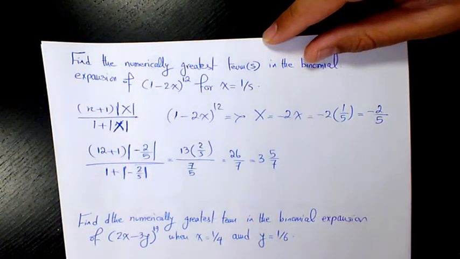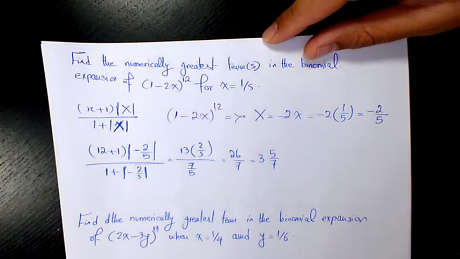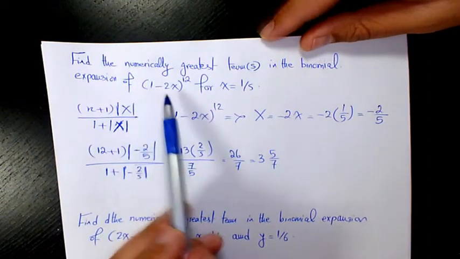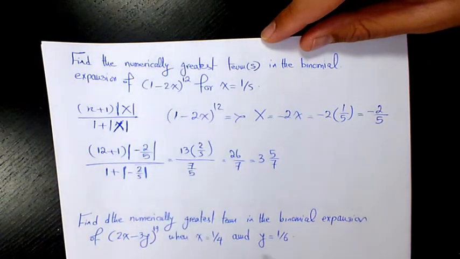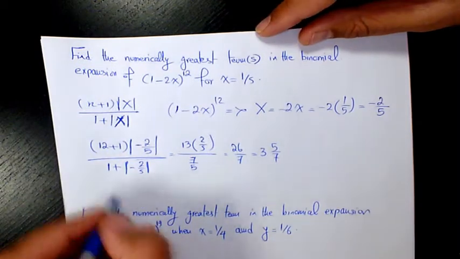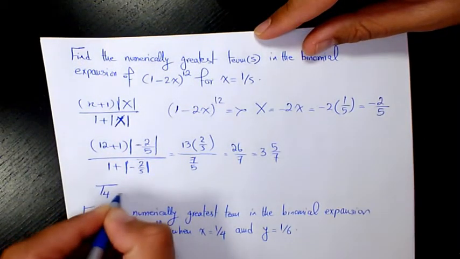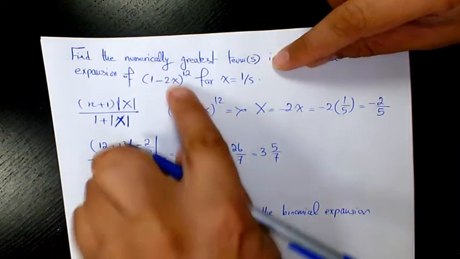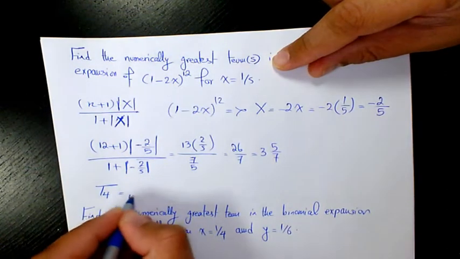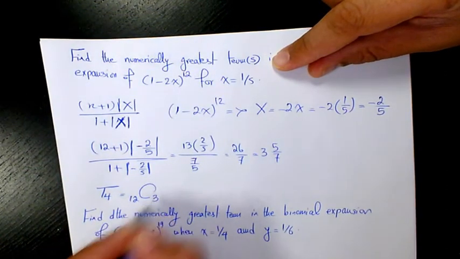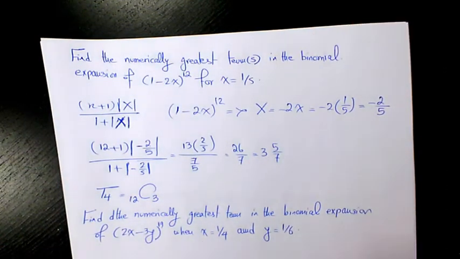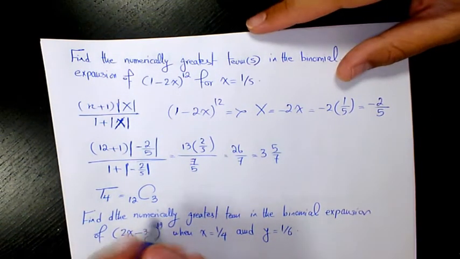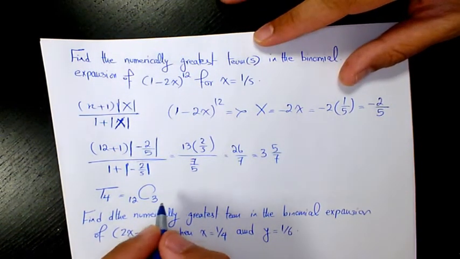It means that the fourth term is going to be the greatest term, or T4 is the numerically greatest term in the expansion of this (1 - 2x)^12. So I'm going to say T4 equals, the index is 12, so 12C3 as we had before. We know already how to make it. We had it in many videos before.